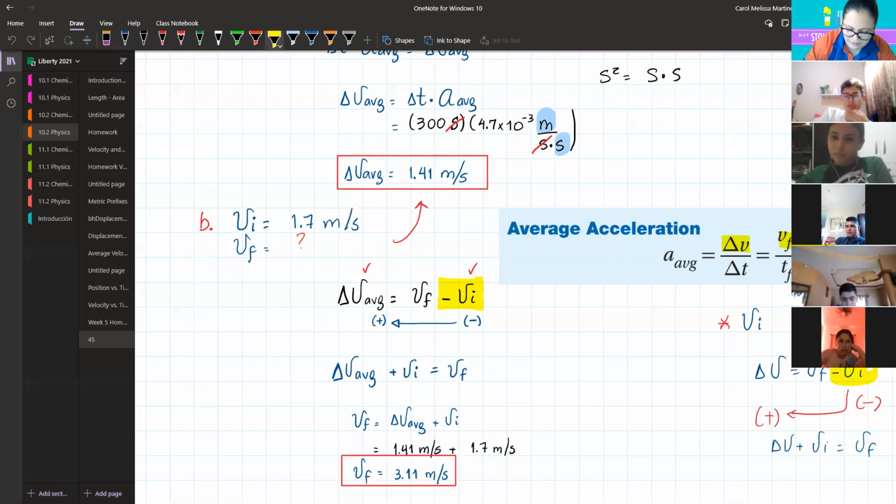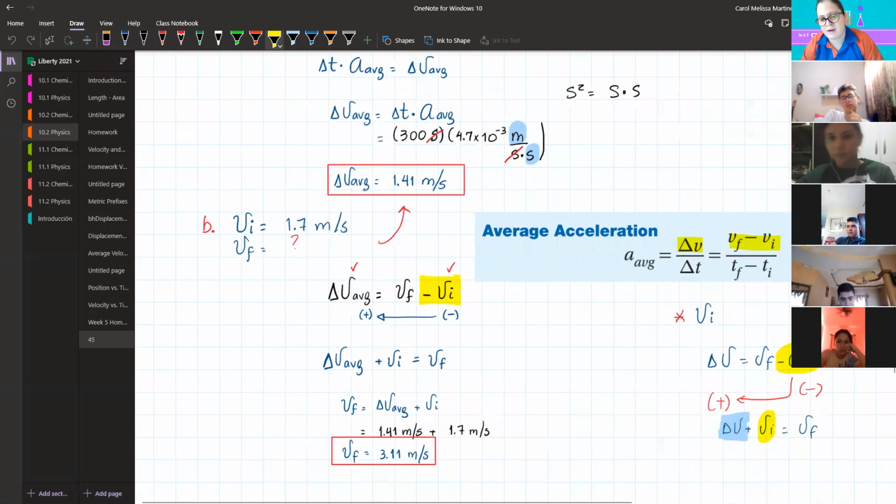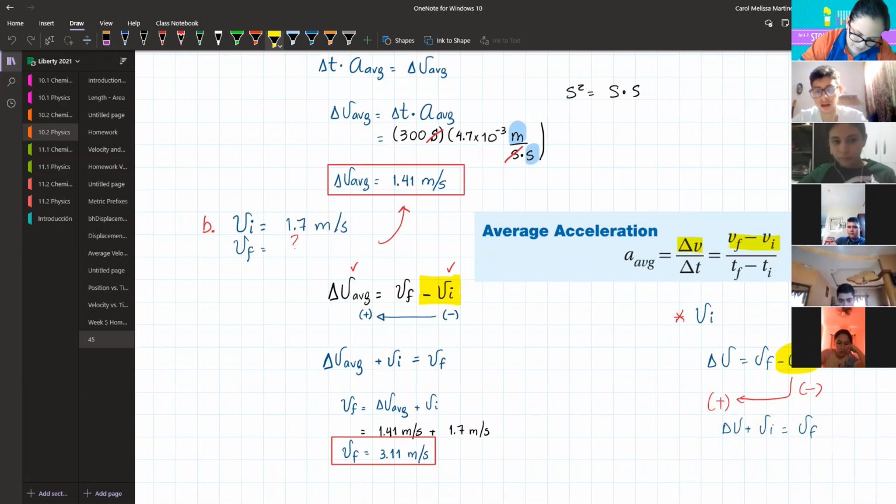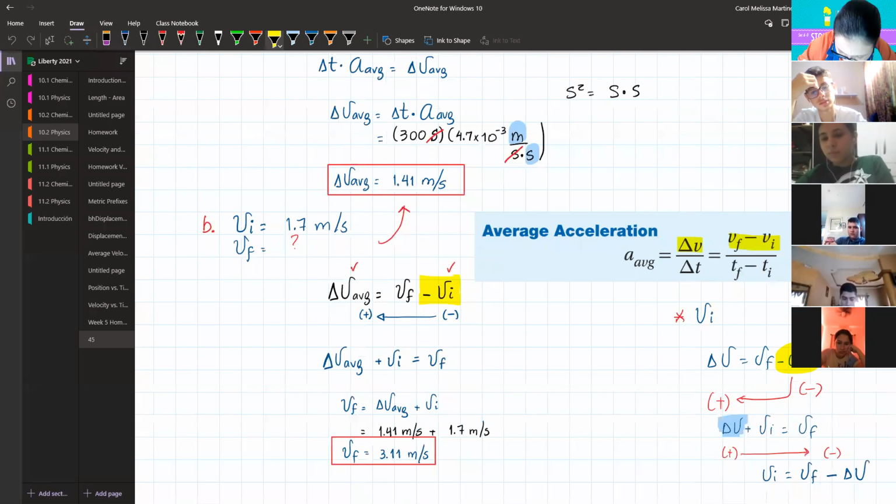Still I'm isolating, I haven't finished. So what I do from here is I'm going to move delta V. Delta V, what operation is it doing there? Adding, subtracting, dividing, or multiplying? It is adding. So when you move it to the other side of the equation, it's going to be doing subtraction. So it's more about how you play with the formula. So this VI is going to be equal to final minus delta V. So as you can see, from one equation, you can get that too. But delta is always going to be final minus initial.